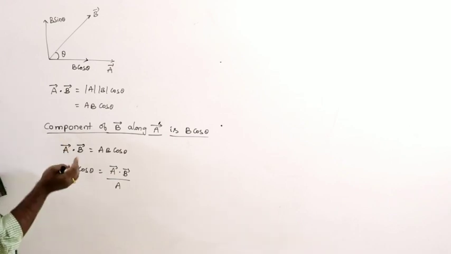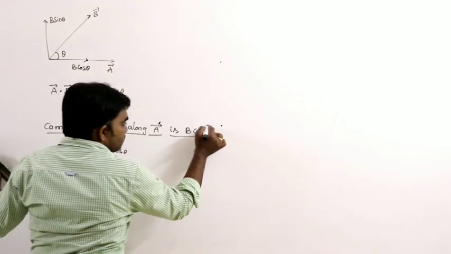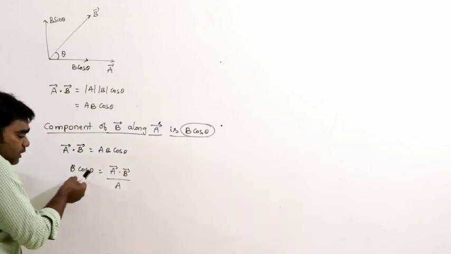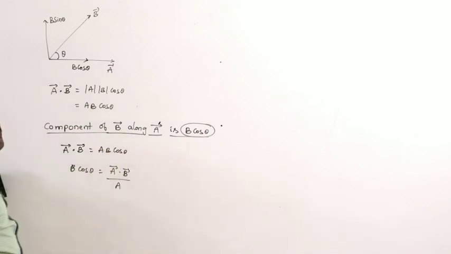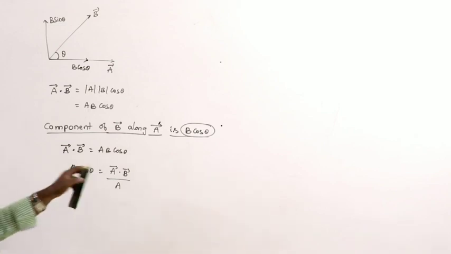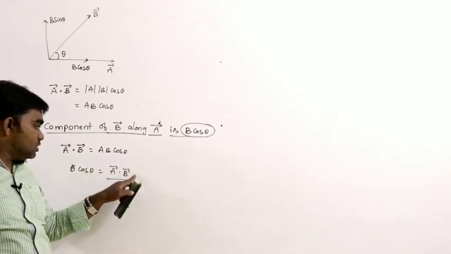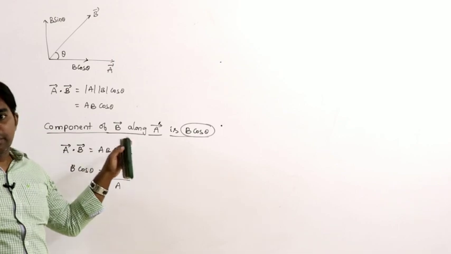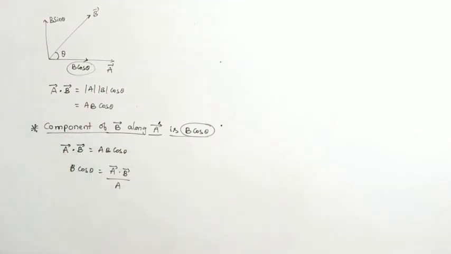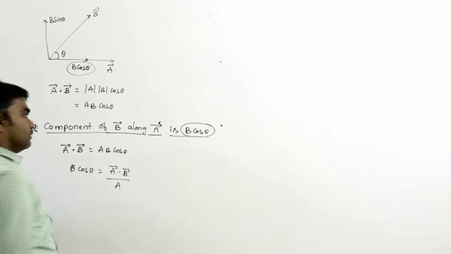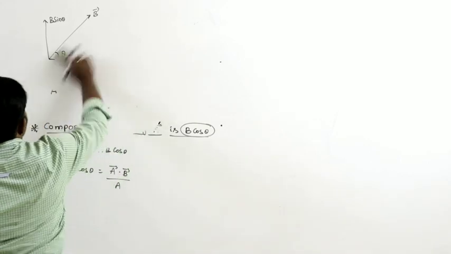So how can you calculate the component of b bar along a bar? This is b cos theta. How can you calculate b cos theta? Simply a dot b divided by a. So by using this formula, we can calculate the component of b bar along a bar. So this is one model.